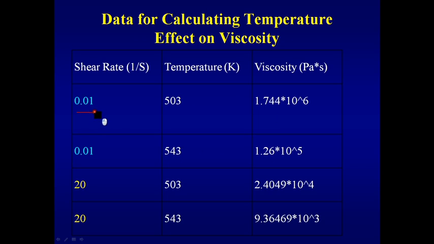So we go to 2 different shear rates, and in this case we go down into the Newtonian region, which is a shear rate of 0.01, and we use temperatures at 503 and 543, and from this we pick off two viscosities. Then we go out into the power law region at 20 reciprocal seconds, same 2 temperatures, and we get the 2 viscosities at that temperature and shear rate.